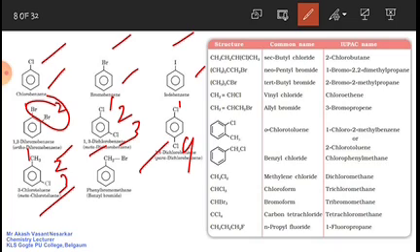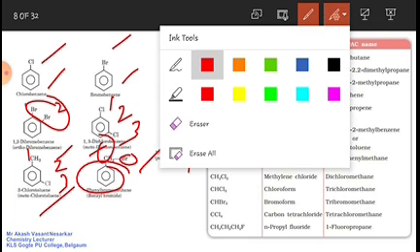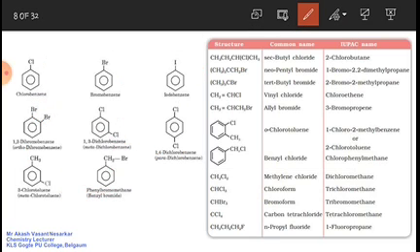Next one, phenyl bromomethane, or benzyl bromide. So this is about the nomenclature of haloalkanes as well as haloarenes. So for haloalkanes and haloarenes, we have studied their common names, and also we studied the IUPAC names.